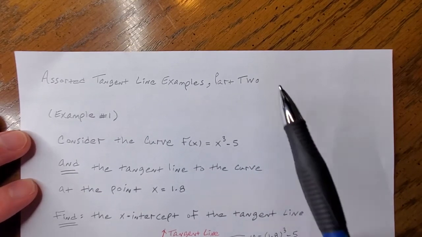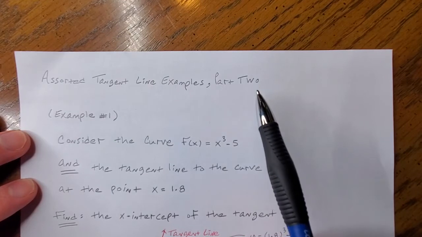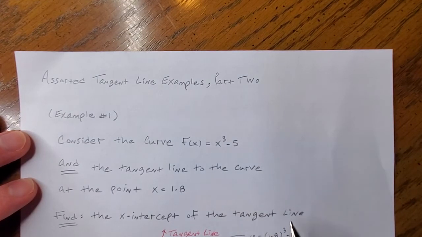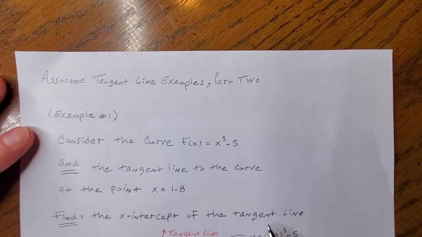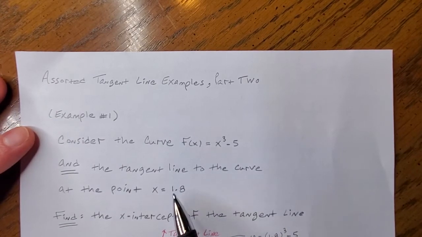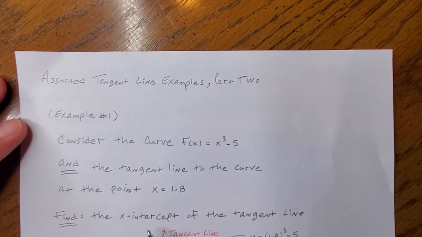Now, based on part 1, we can find the equation of the tangent line. All right, there was a procedure that I gave you for doing that. So this is just one step beyond that to find the x-intercept of that tangent line, okay?